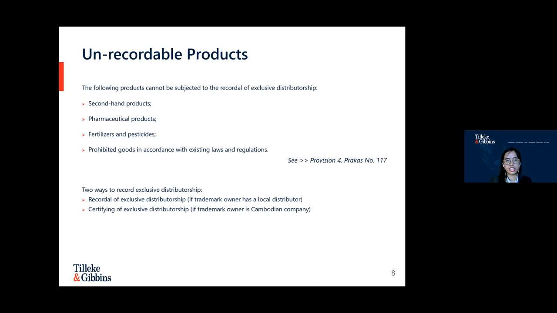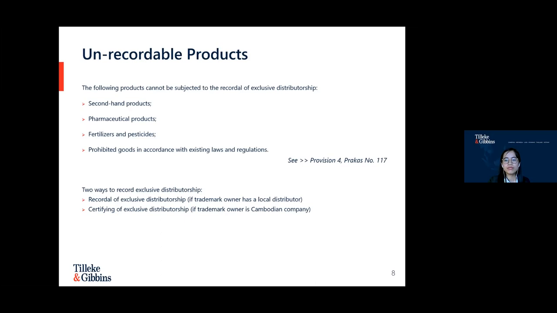So if you are a foreign trademark owner, and you have a local distributor that you appoint as the exclusive distributor of your trademark goods, you can do the record through a record of exclusive distributorship agreement. But if you are the trademark owner, a Cambodian company, and of course you do the distribution by yourself, you can just do a certifying of exclusive distributorship.